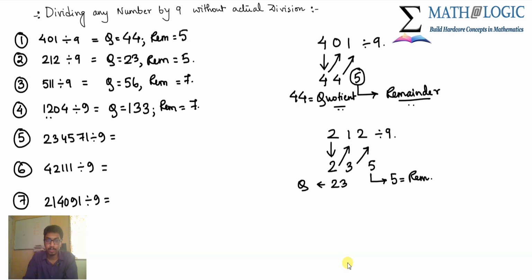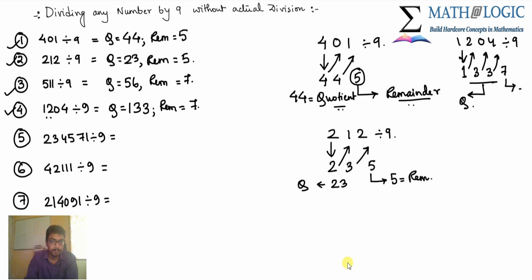Try this one. 1, 2, 0, 4 divided by 9. First this number is written, it is 1, then 1 plus 2 it is 3, 3 plus 0 it is 3, 3 plus 4 it is 7. So this 7 is the remainder and this 133 is the quotient. Okay.